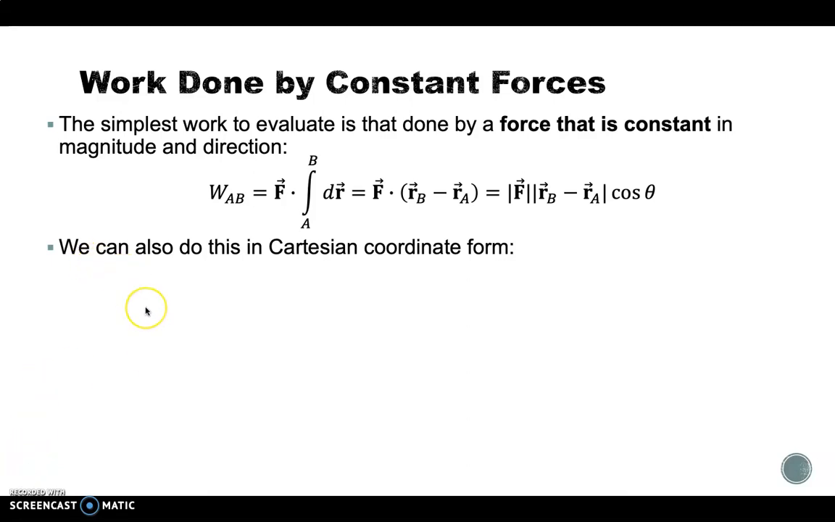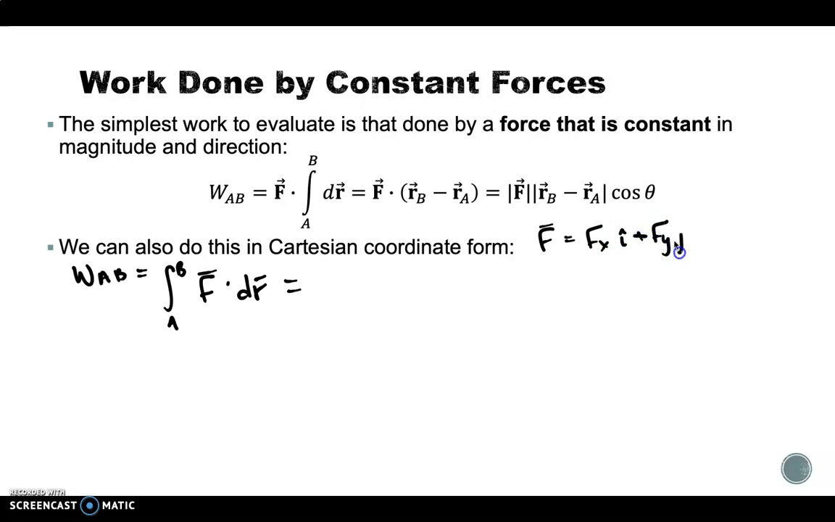We can also do this in Cartesian coordinate form, so let's do that. We start with work equal to the integral from A to B of F dot dr. Now, we're going to state that F is equal to F sub x i hat plus F sub y j hat plus F sub z k hat.